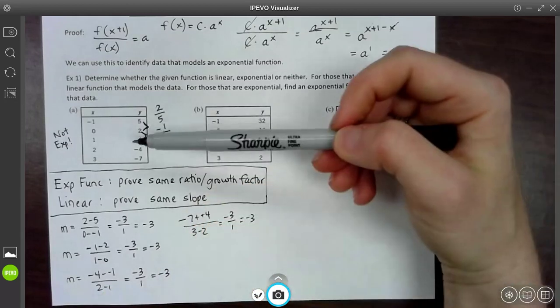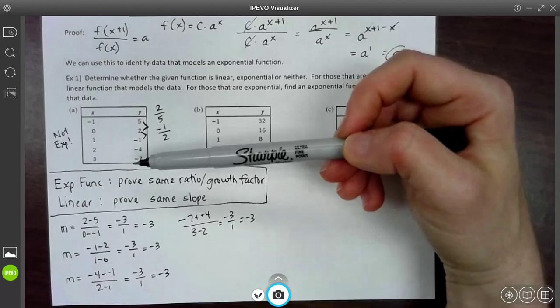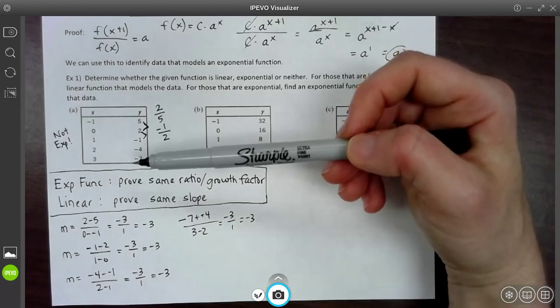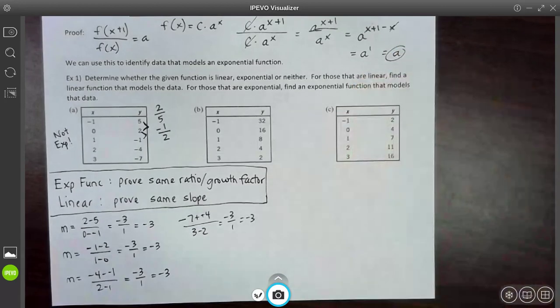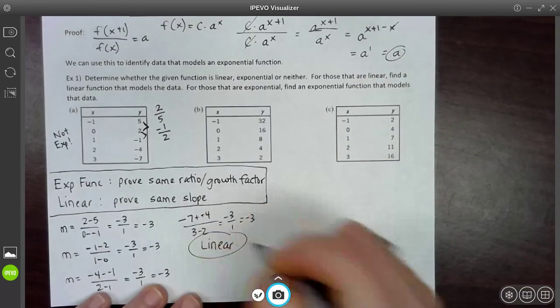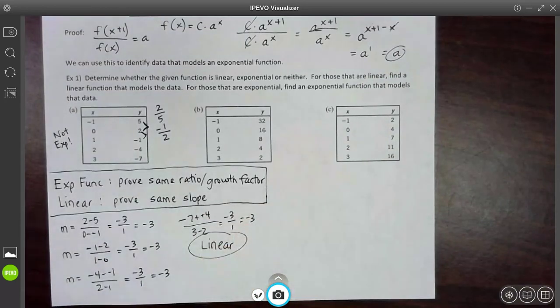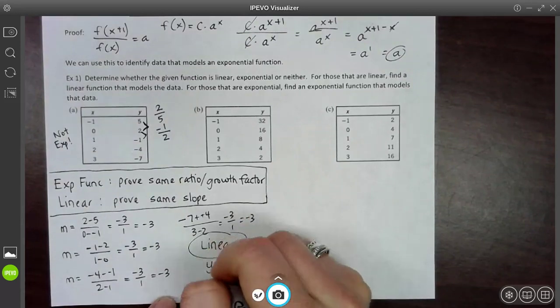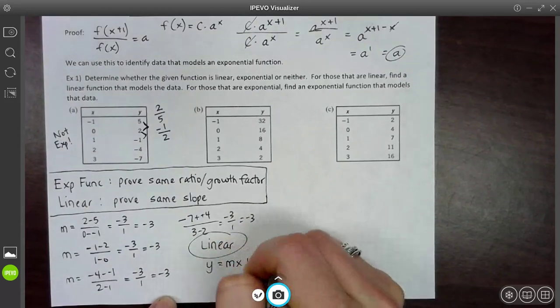So guys, this is linear data. You have the same rate of change in between any pair of points. So now because it's linear, they asked you to write a linear function. Well, what's our go-to equation for a linear function? Good old y equals mx plus b.